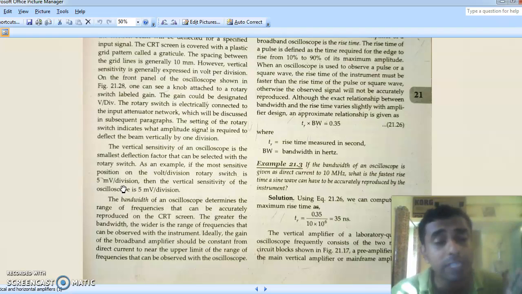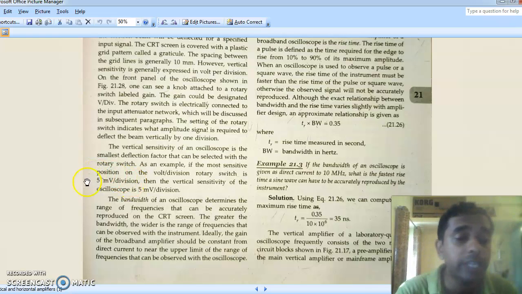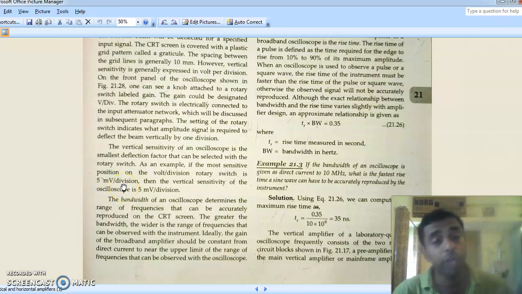So which is the greater sensitivity? Greater sensitivity is 5 millivolt per division. When you apply a signal of 5 millivolt, it will cause a deflection of 1 millimeter. And what about 5 volt per division? If we apply an input signal of 5 volt, then it will cause a deflection of 1 millimeter. Of course, 5 millivolt per division has more vertical sensitivity. So that is the difference of vertical sensitivity.